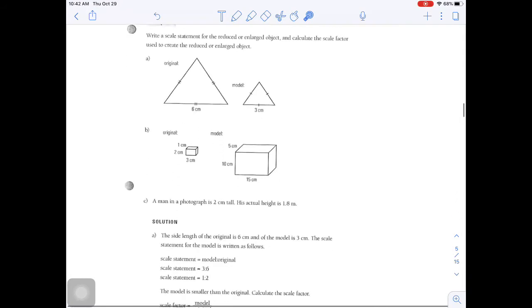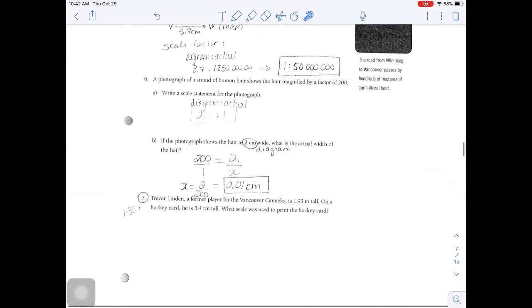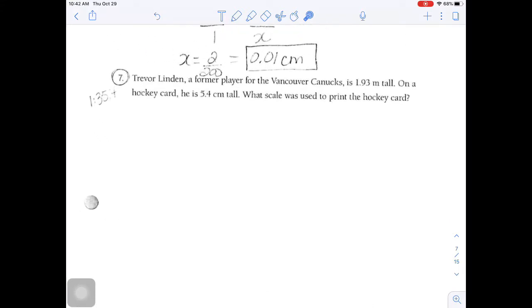So let's see here. So there's a few worked out solutions for you. Let's go to 7. So Trevor Linden, a former player for Vancouver Canucks, is 1.93 meters tall. On a hockey card, he is 5.4 centimeters tall. What scale was used to print the hockey card? So recognize, in order to figure out the scale, you need the same units.